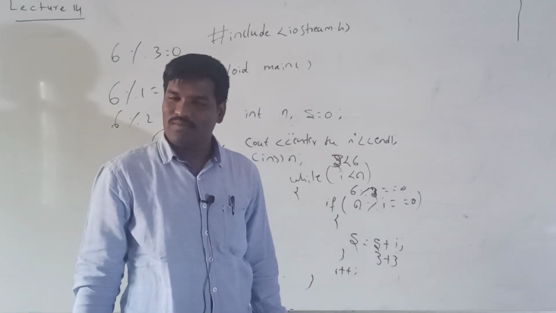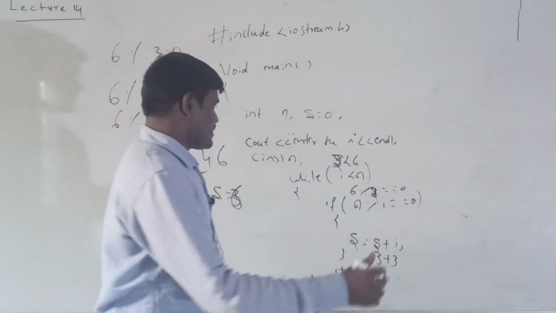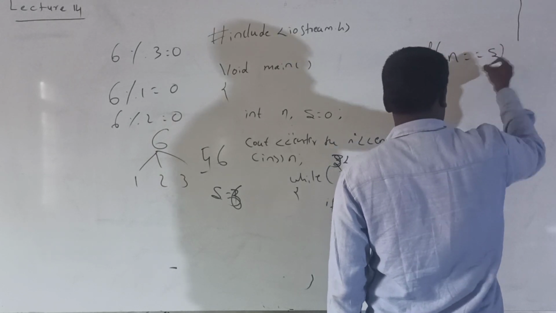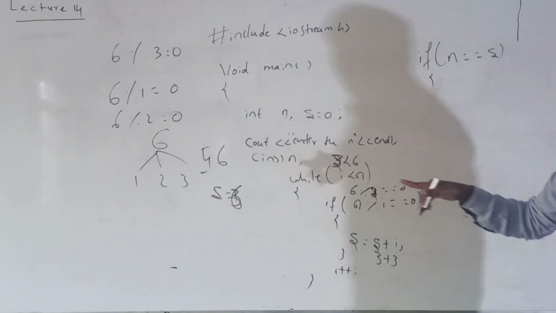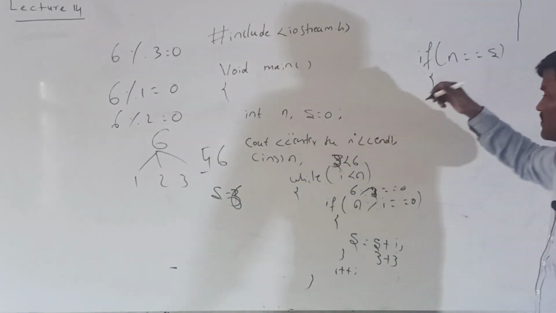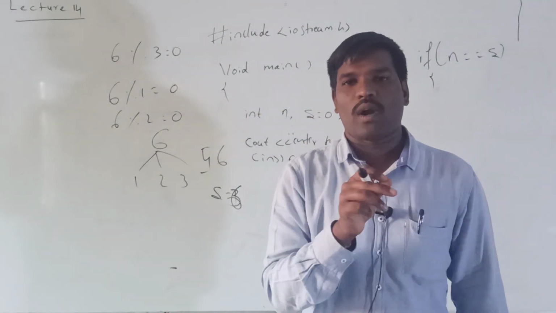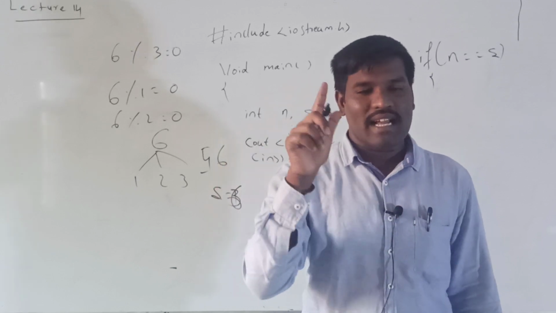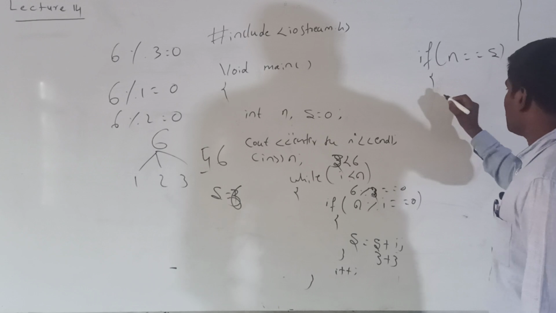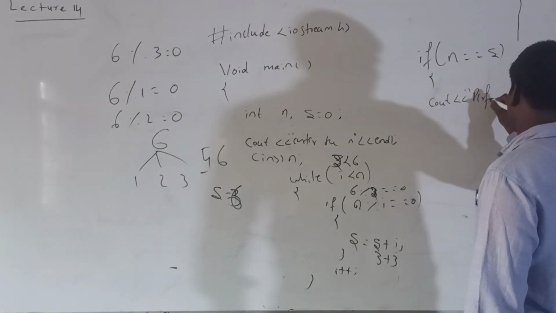It is false. So once the condition becomes false, next we can write if n is equal to s. Here n value is 6. What about the sum value? Again it is 6. If your entered value and the result after adding the factors are the same, that result should be same. If it is true, just you can print Cout perfect number.